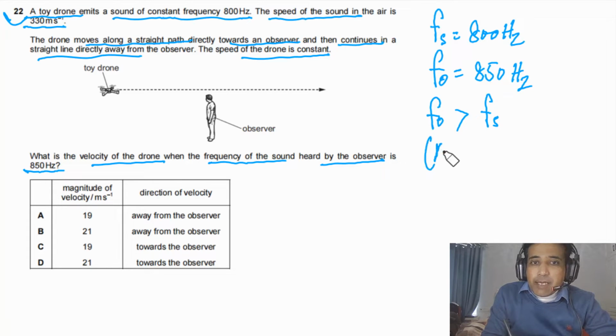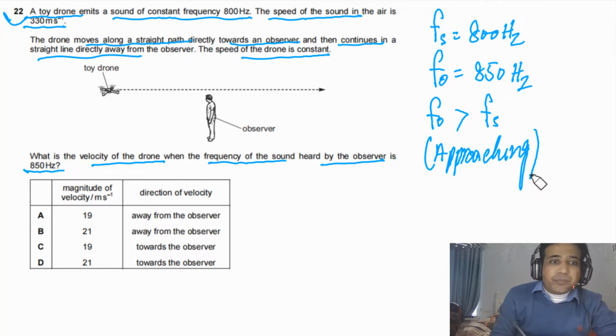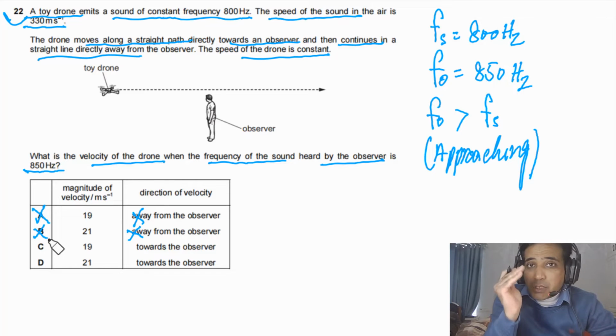It simply means that the source is approaching. So this is the first thing we can infer from the given data. Now if you look at the given options, option A is not possible. This is moving away, so this is incorrect. This is also incorrect. So we can eliminate options A and B.